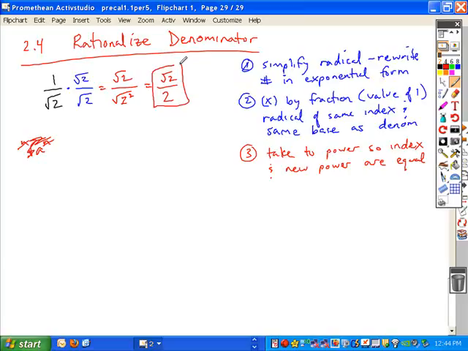Questions about that? Because that's the step that you've seen before. And everybody should be familiar with this. Hey, what if you have something where, let's add one layer of complexity: 1 over the square root of 50. Okay, see if you can rationalize this just really quickly.